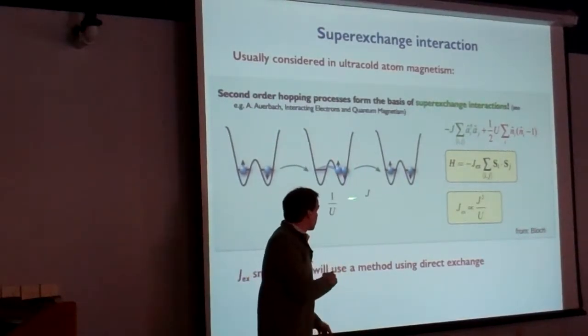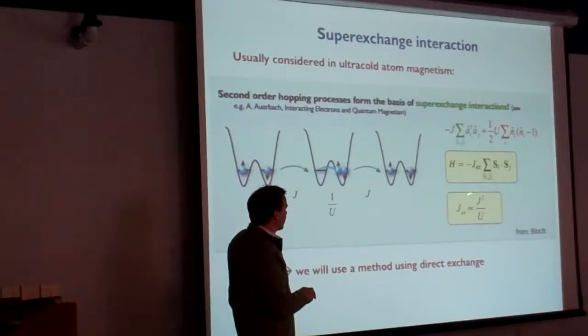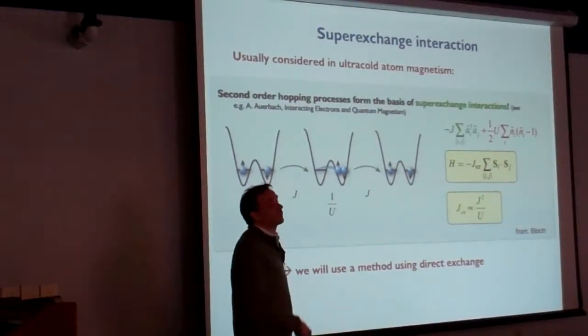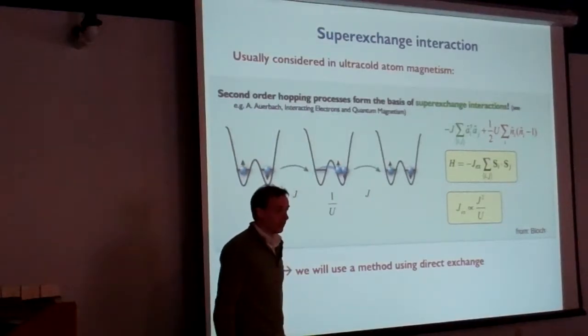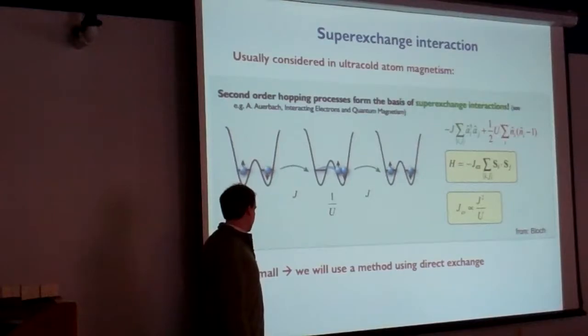So this is promising. The thing is that the effective spin interaction is now the exchange J that scales like J squared over U. I'll actually call this T in a minute. J squared over U, and this is fairly weak. It's a fairly weak interaction, so it's not the best regime to work in. Okay?